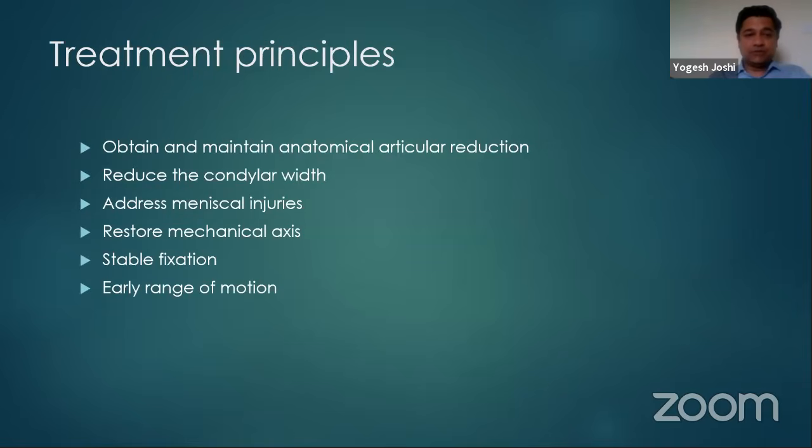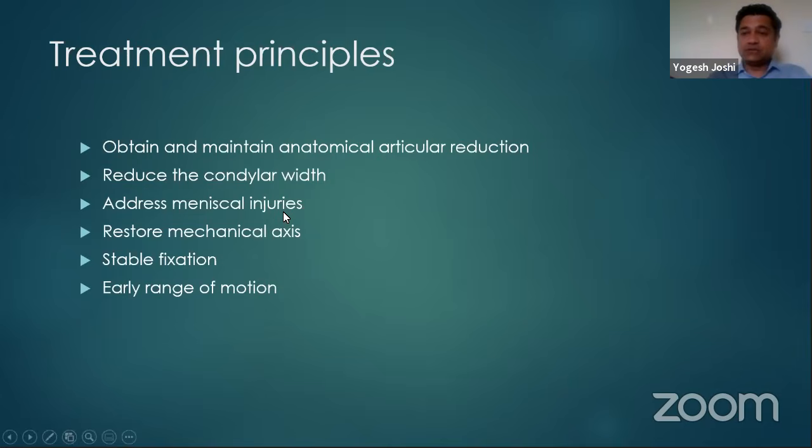So the treatment principles are to obtain and maintain the anatomical articular reduction. It's quite important because these patients have significant injury. Any compromise with anatomic articular reduction is going to cause them problems, range of movement problems, or subsequent arthritis in the near future. Reduction of the condylar width: because of the split injury, the condyles split up and the condylar width increases. So one of the treatment principles is to reduce the condylar width to get the anatomy back in position.